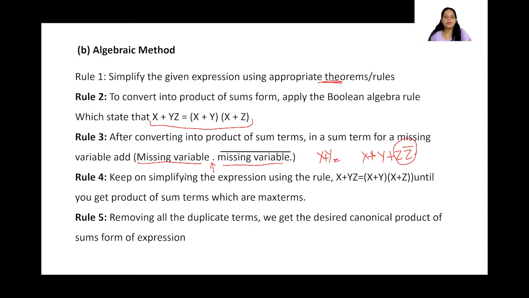Okay. Now keep on simplifying the expression using this rule until you get the product of sum terms which are max terms. Okay. So removing all the duplicate terms, we get the desired canonical product of sum expression. Fine. So let's go ahead and see one example. It will be clear.